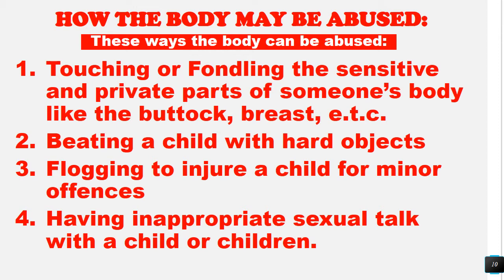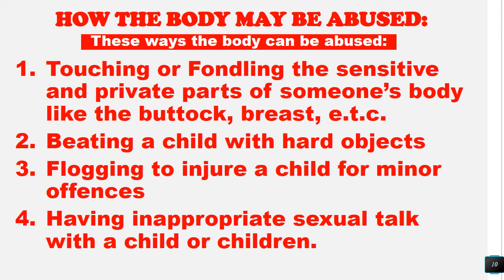Flogging to injure a child for minor offenses. What did the child do? The child just poured water on the floor. You just take up the cane and start flogging the child, flogging every part of his body. At the end of the day, you'll be seeing injuries all over the body of that child. For what was the child's offense? Just pouring of water, or just something that he did mistakenly. You just start flogging the child and put injury. That is known as what?